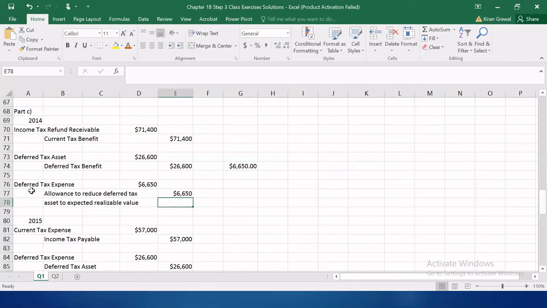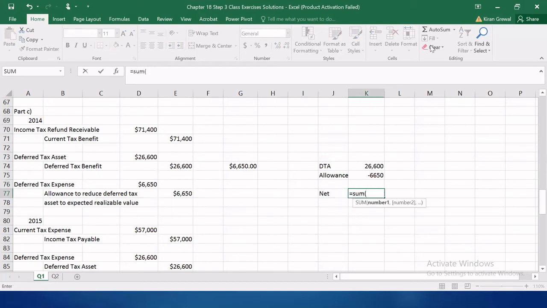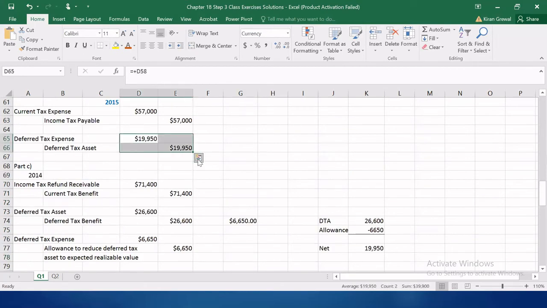So whatever cannot be realized is going to go into this allowance account. So like I showed you before, we're going to have on our balance sheet our deferred tax asset of 26,600. We're going to have an allowance of 6,650. It's going to be a negative because it's a credit. Okay, so that's what our balance sheet's going to show up as. And then the net amount is going to be 19,950, which is exactly what we showed in part B.